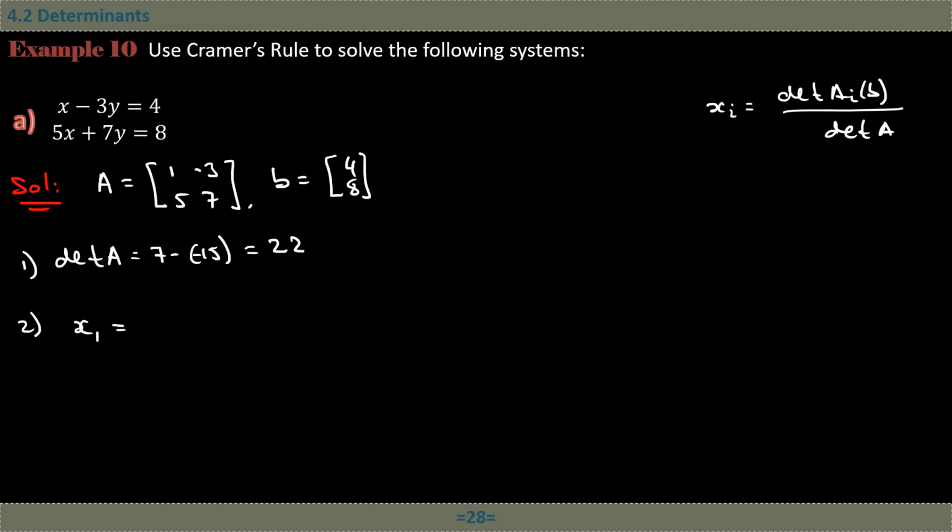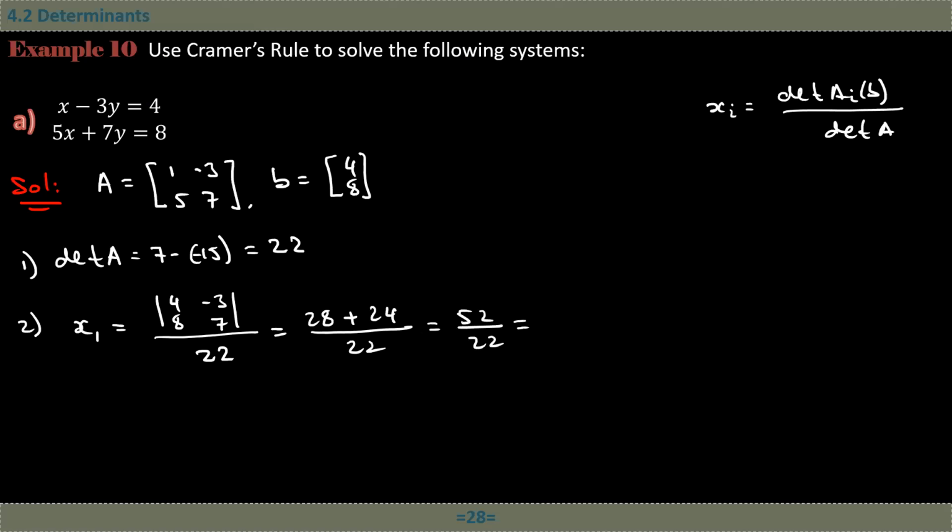What is x1? Determinant of A1B, right? That means that the first column should be replaced by B. So here we will have the determinant, first column 4, 8, and the second column -3, 7, over the determinant of A, which we have already computed, that's equal to 22. That is 4 times 7, 28, minus, because of this minus it is plus, 24, over 22, which is equal to 52 over 22, divided by 2, it is 26 over 11.